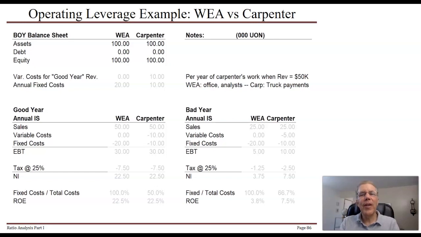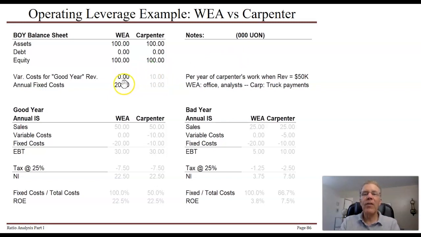All right, so let's do an example showing how operating leverage works. Let's look at West End Advisors versus a Carpenter. And let's make sure that both firms have no financial leverage. So we'll say they're starting out with balance sheets at the beginning of the year with each of them having assets of 100,000, no debt. So therefore their equity for each one is 100,000. They are going to have very different fixed cost, variable cost structures. So let's take a look at that.